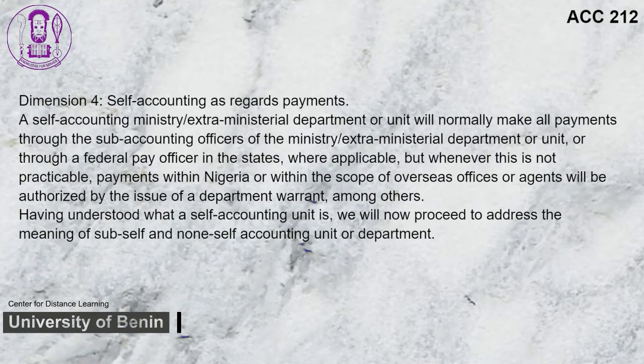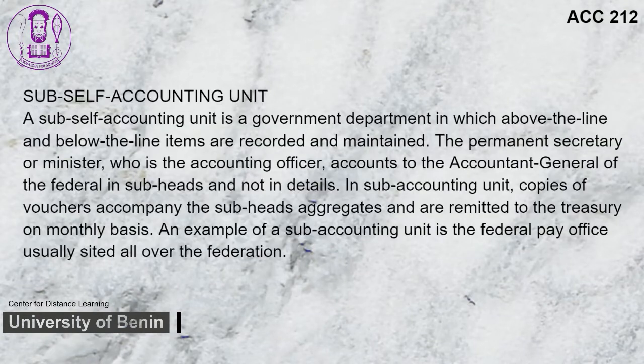Having understood what a self-accounting unit is, we will now proceed to address the meaning of sub-self and non-self-accounting unit or department. Sub-self-accounting unit. A sub-self-accounting unit is a government department in which above-the-line and below-the-line items are recorded and maintained. The permanent secretary or minister, who is the accounting officer, accounts to the accountant general of the federation in subheads and not in details. In the sub-accounting unit, copies of vouchers accompany the subhead aggregates and are remitted to the Treasury on a monthly basis.